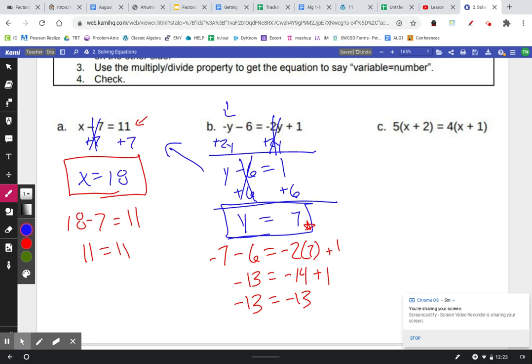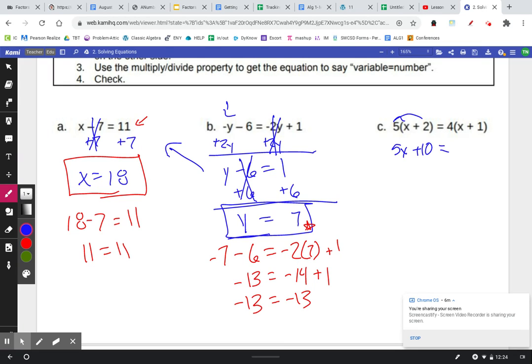Again, I see some stuff I need to be simplifying on both sides of this equation. I have 5 parentheses x plus 2, so I have 5 groups of x plus 2 equals, and I have 4 groups of x plus 1. We have the distributive property happening here. So let's go ahead and do it. 5 times x is 5x. 5 times 2 is 10, and it's positive because it's a positive times a positive.